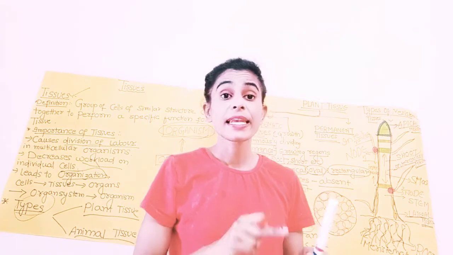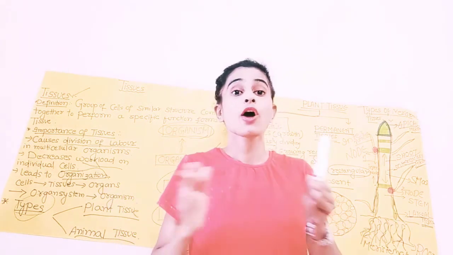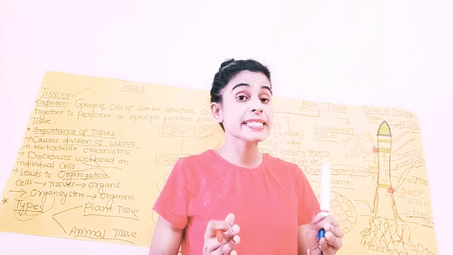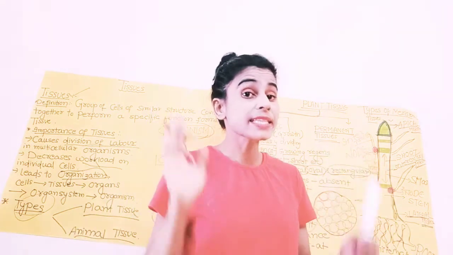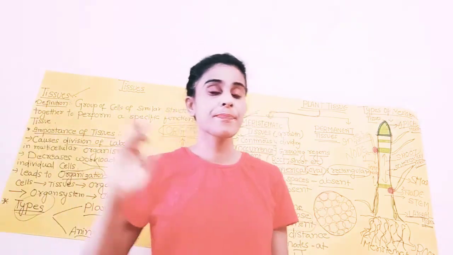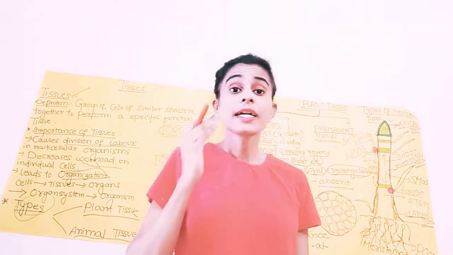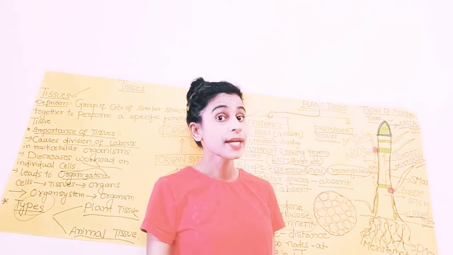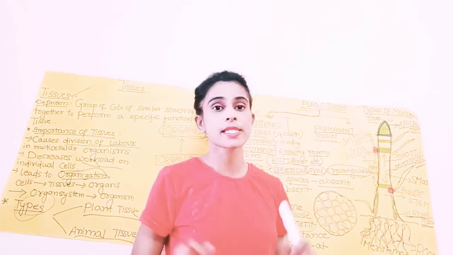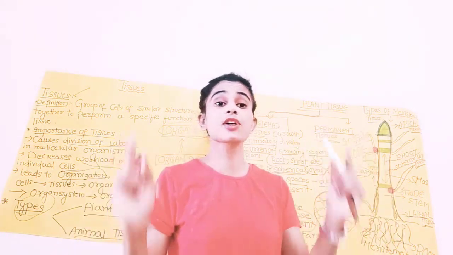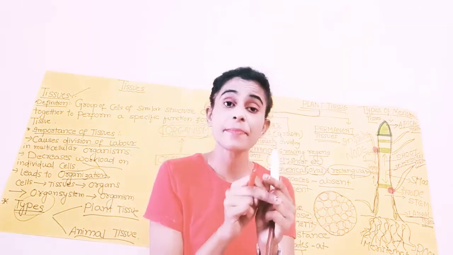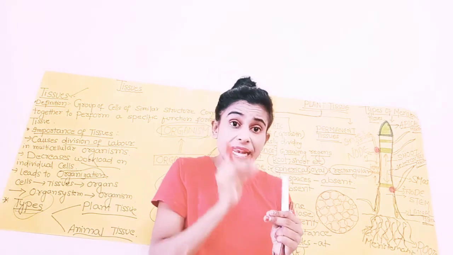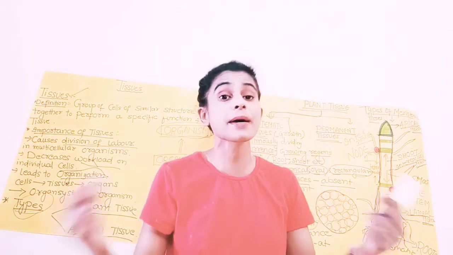Lateral meristem helps in increasing the girth or width of the plant. It is present near the bark areas. And the third one is your intercalary meristem. Intercalary meristem is present in the internode region. What is an internode? The distance between two nodes. And what is a node? A node is generally present at the base of the leaf, and from nodes only new leaves come out.